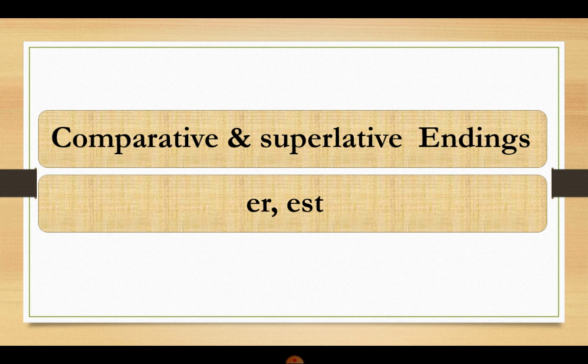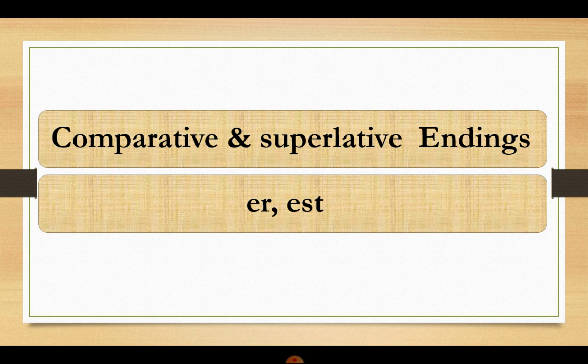Today we have a new spelling lesson, which is comparative and superlative endings er, est. Comparative is coming from the verb compare. And to compare is to make a comparison between two things.